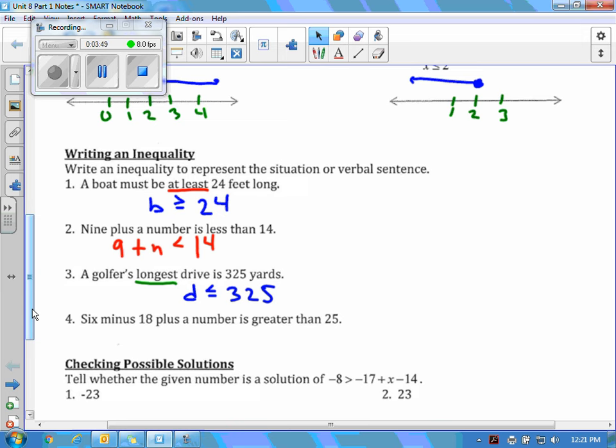And then for number 4, again, pretty straightforward. It says 6 minus 18 plus a number is greater than 25. So I have 6 minus 18 plus a number is greater than 25. That's going to be my inequality.